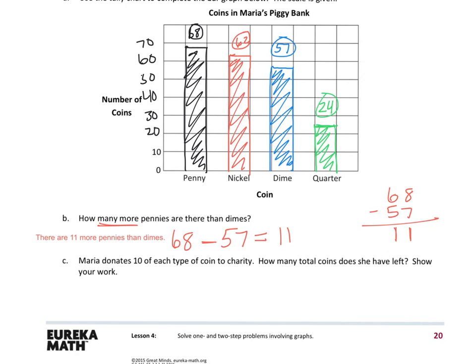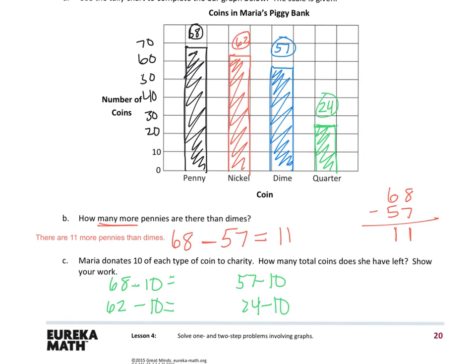C says, Maria donates 10 of each type of coin to charity. How many total coins does she have left? Show your work. So I have to take 10 from each of these. So I'm going to do 68 minus 10. And then 62 minus 10. And then 57 minus 10. And then 24 minus 10.